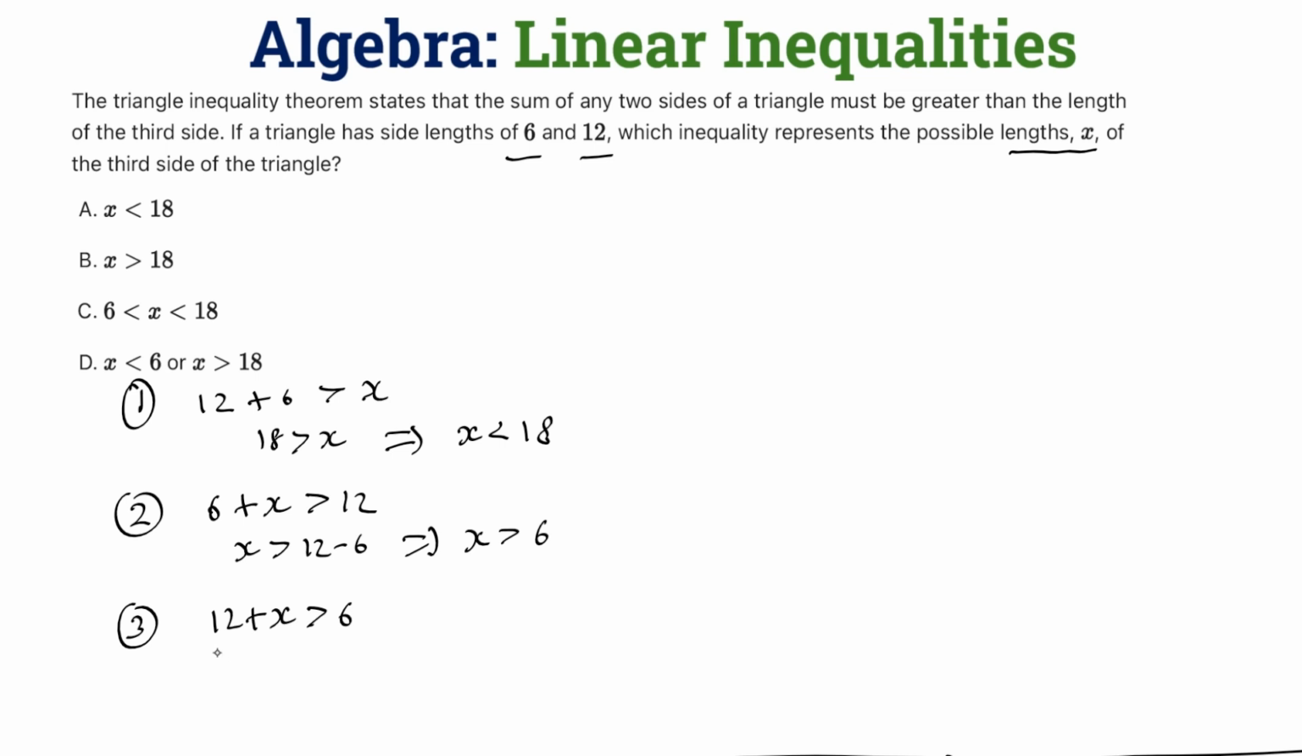So this inequality works anyways. 12 plus any positive number x will work here, and it's going to be greater than 6. So the real two inequalities that we are working with are x is less than 18 and x is greater than 6. This becomes a compound inequality, which states 6 is less than x and x is less than 18. So our answer is option C.